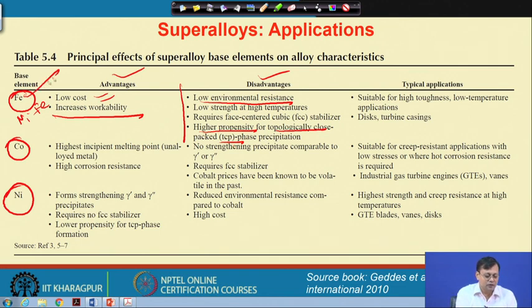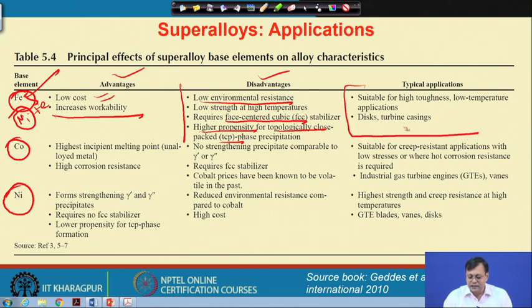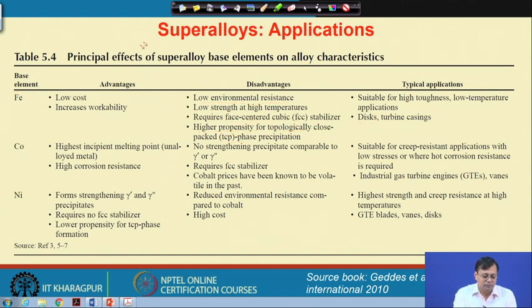But since iron is a BCC element, we need the help of nickel, so that nickel goes and stabilizes the face centered cubic phase, and therefore we need the FCC stabilizer. The typical application areas are the turbine casing and, let us say, the disc, and suitable high toughness application areas are commonly dominated by the Inconel series.